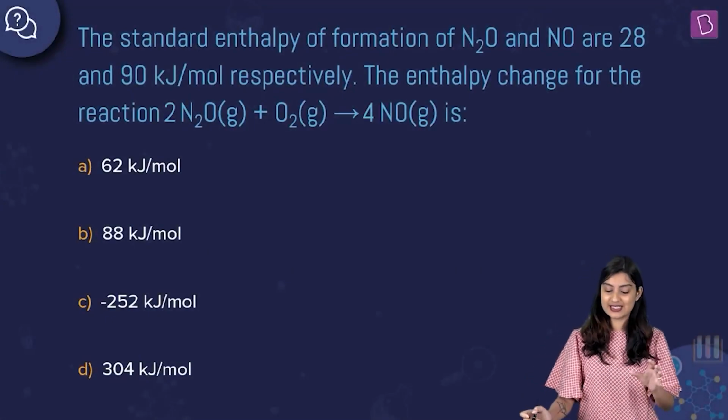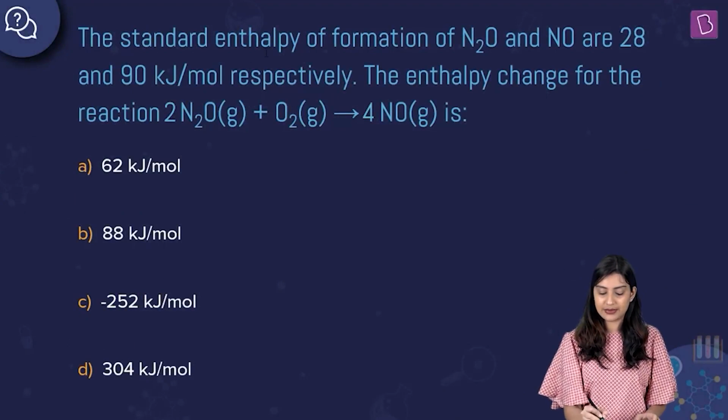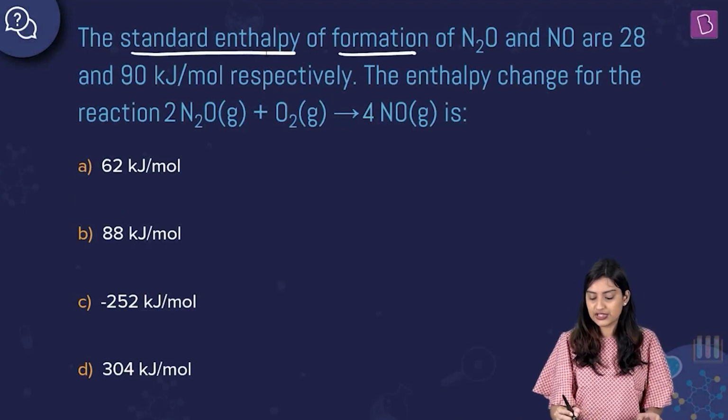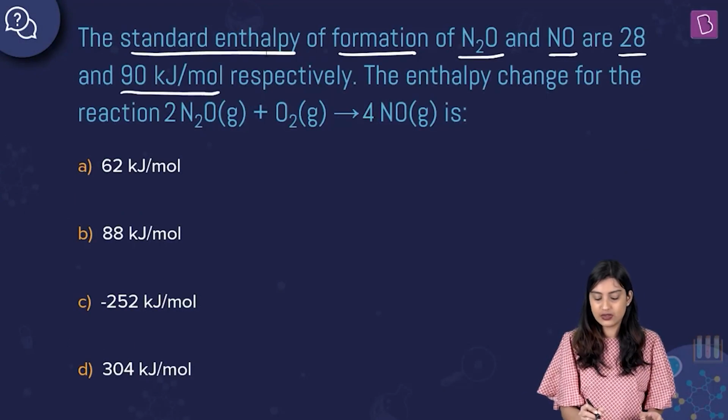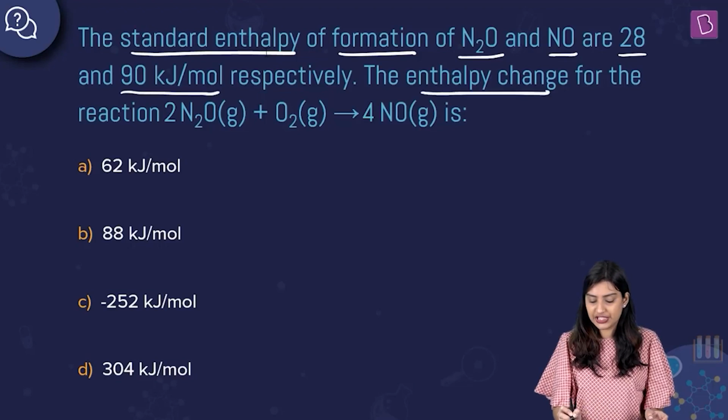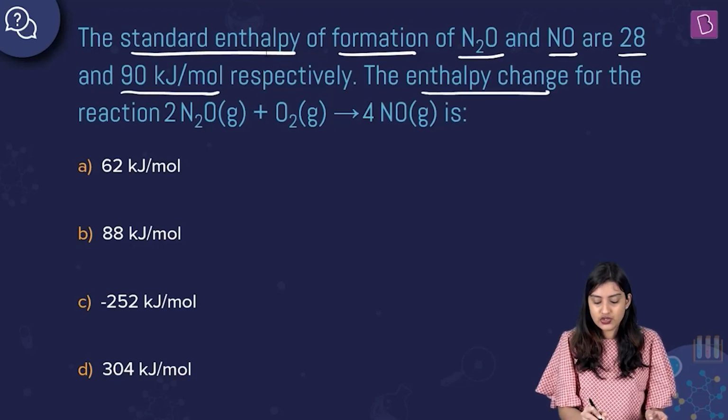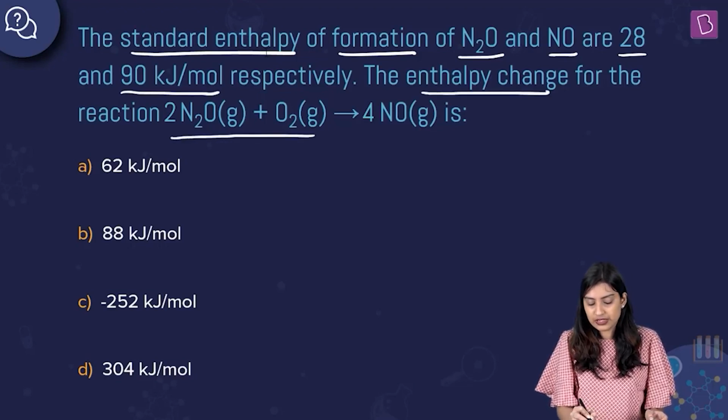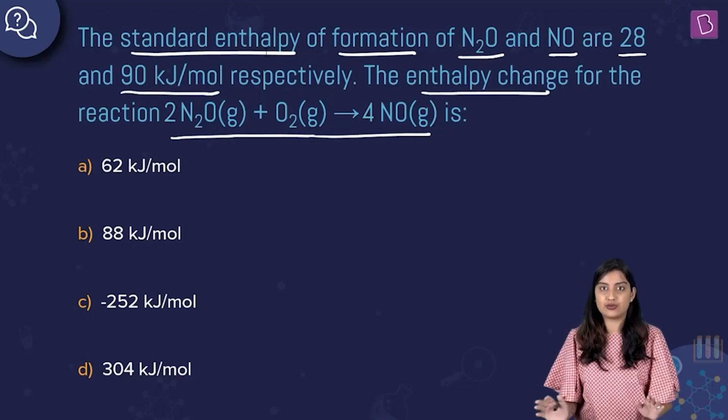All right, so look here. They're saying the standard enthalpy of formation of N2O and NO are 28 and 90 kilojoule per mole respectively. The enthalpy change for the reaction 2N2O plus O2 gives 4NO is going to be what?